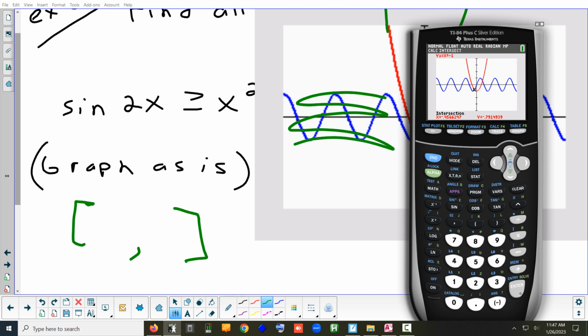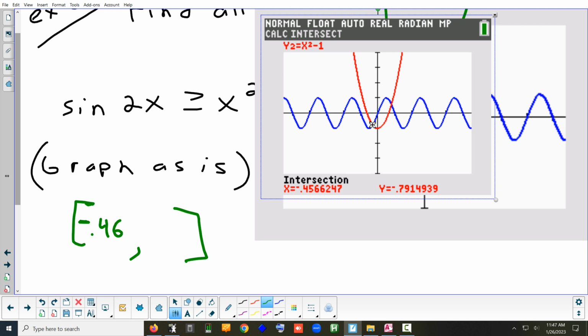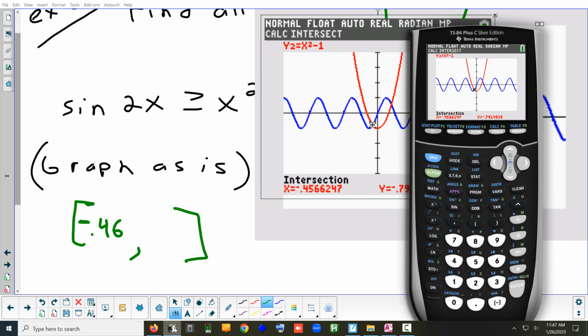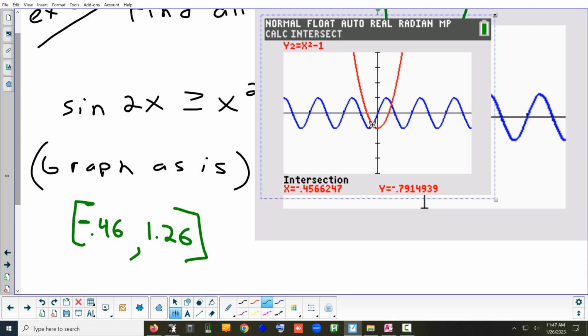So 0.46. It's not negative. Oh yeah, thank you. So negative 0.46. It does say negative, I just didn't look at it. Up to positive, might be symmetrical, might be 0.46. No, it's not. So don't assume that. 1.26. That's the interval where it's above the parabola.